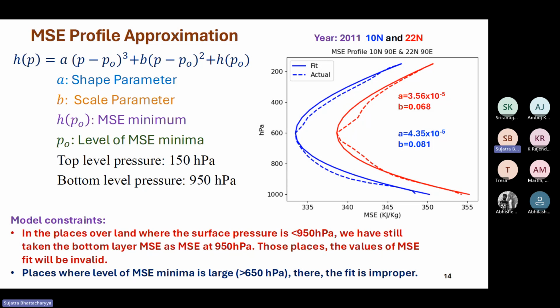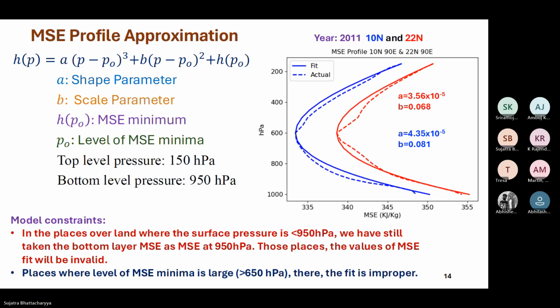There is an increase, definitely; we have seen that in the previous profiles. But there is a change in the shapes as well, and that can be seen from these A and B values. Where there is a low moist static energy minima, you will find higher values of A and B, with respect to when you have larger moist static energy minima, where A and B values are lower.